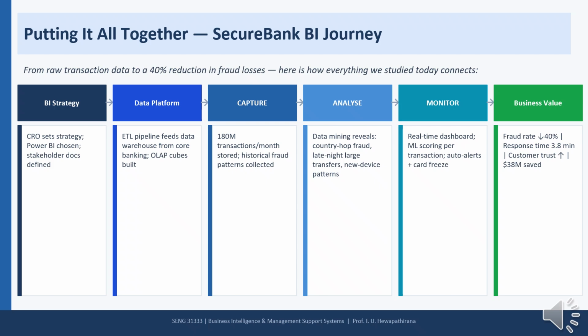A real-time scoring model runs on every transaction as it occurs, feeding a live operational dashboard with automatic alerts and card freeze capability. And the outcome is business value: fraud detection rate up to 94%, average response time of 3.8 minutes, $38 million in annual savings, and a 22% improvement in customer satisfaction. This is the full arc of business intelligence, from strategy to data, to insight, to action, to value. Every element reinforces every other element. That is the unified picture I want you to take away from today's lecture.